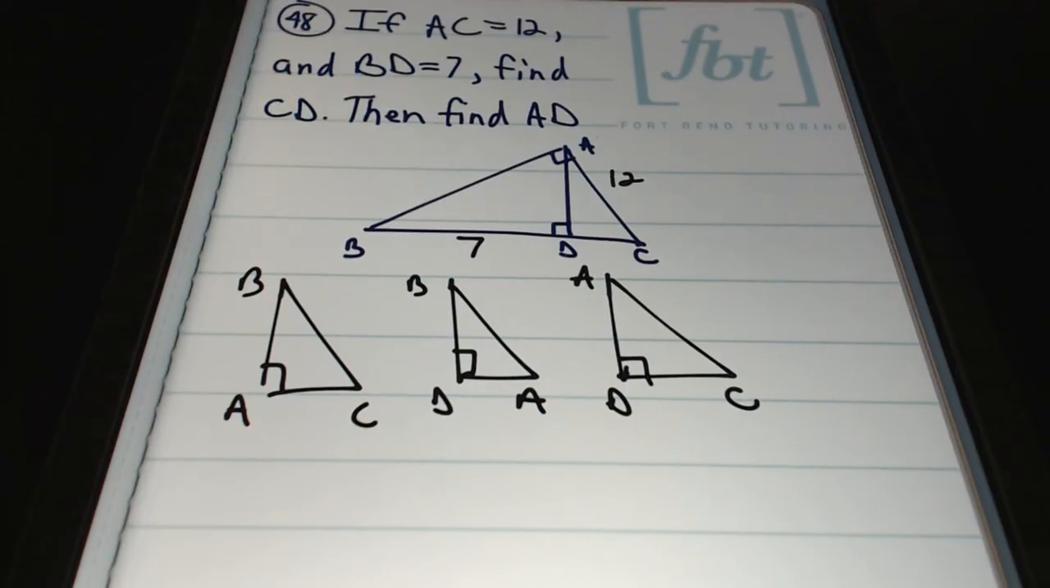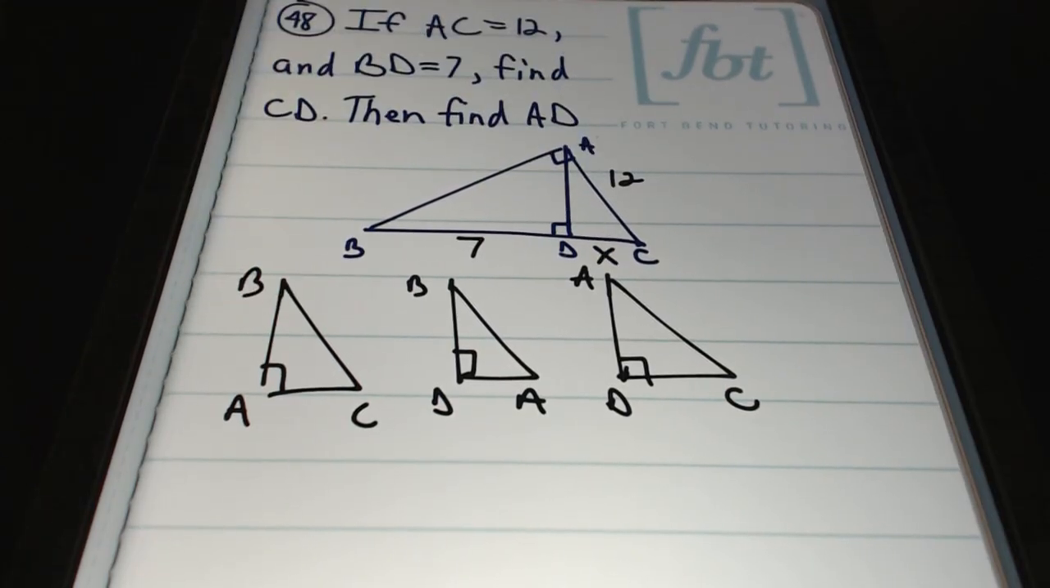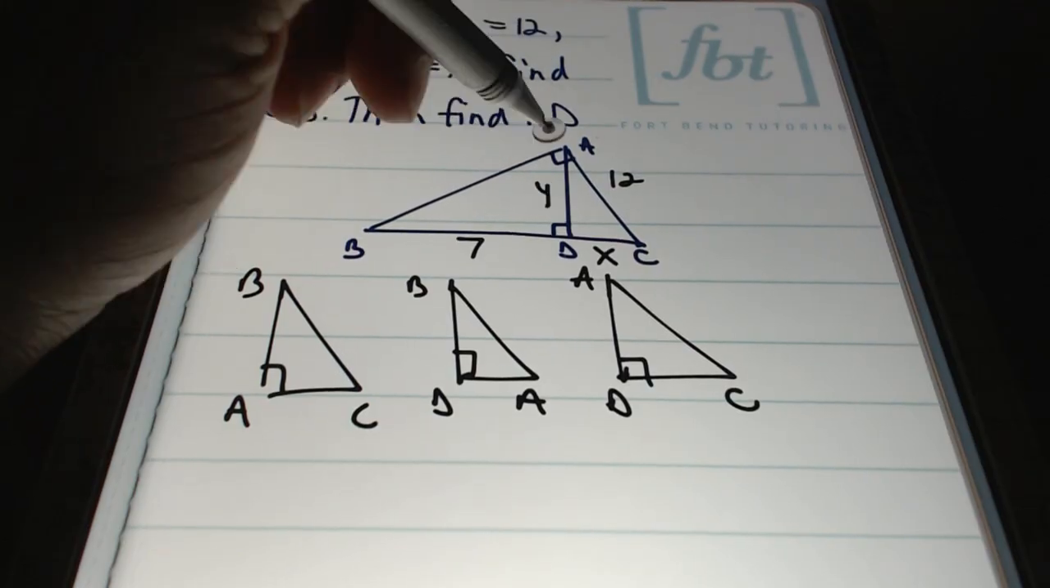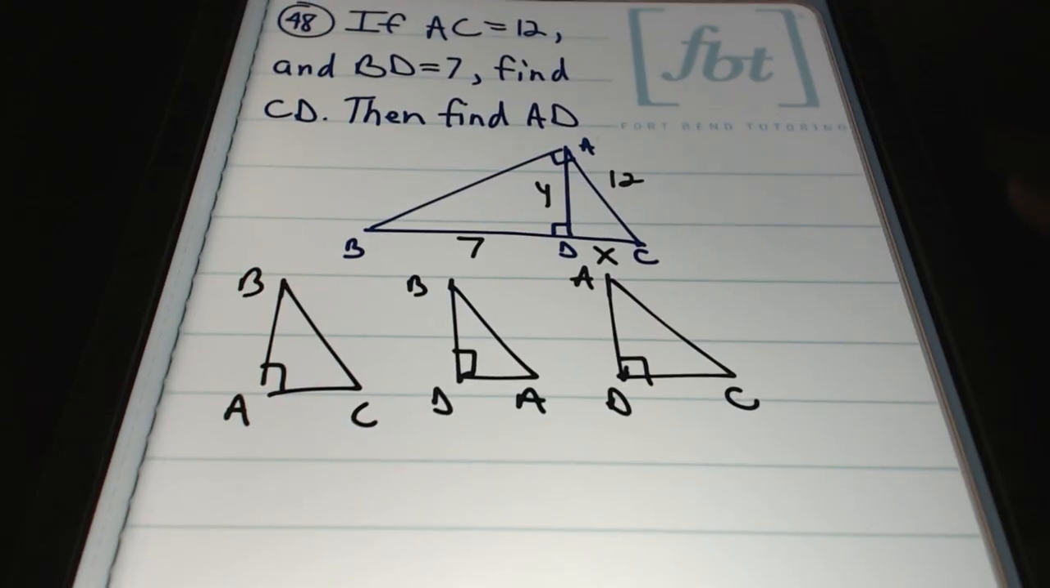All right, let's see how this helps us out. They want us to find CD, which we don't know. We'll call that X. They also want us to find AD, which we don't know. We'll call that Y. All right, let's get popping, guys, with the Goldilocks method from Mr. Witt. You're seeing it live and brand new.